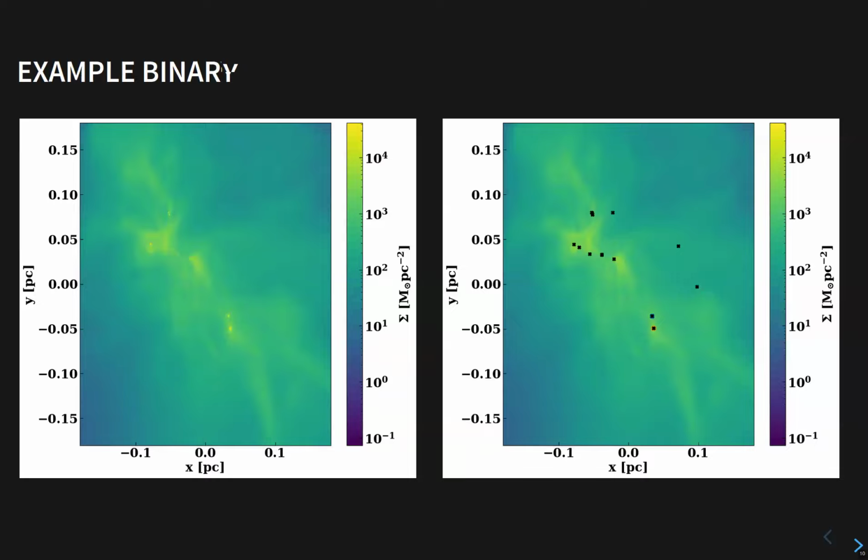So first of all, here's just the surface density in a small region of the simulation. Again, you see this filamentary structure with some peaks corresponding to recently formed stars. And you see that explicitly on the right. So the black axes are stars in this region of space. And in particular, this pair here is a newly formed binary highlighted here, right?